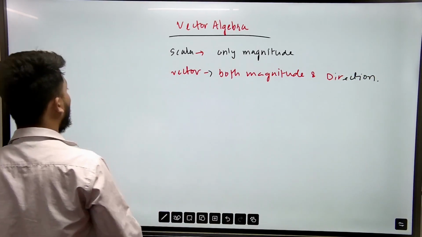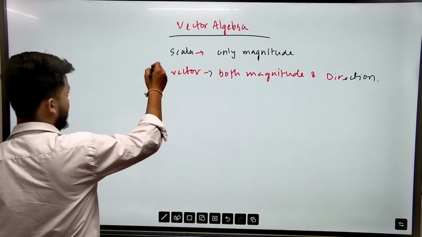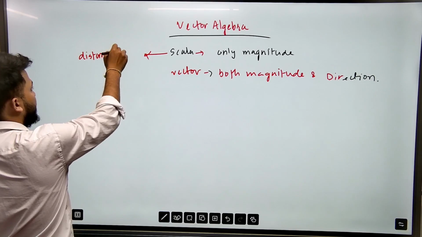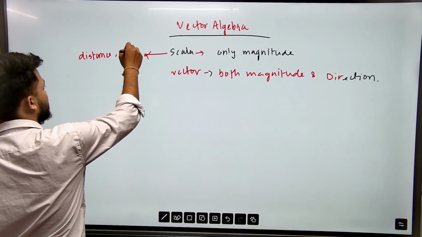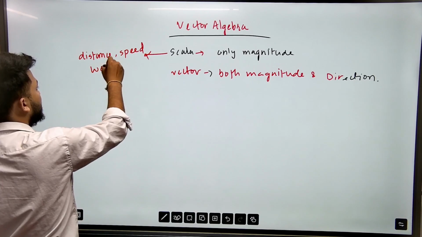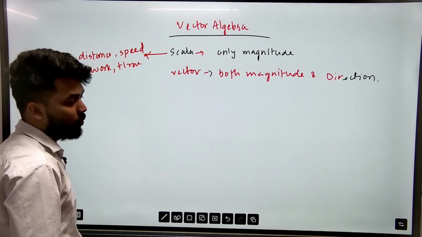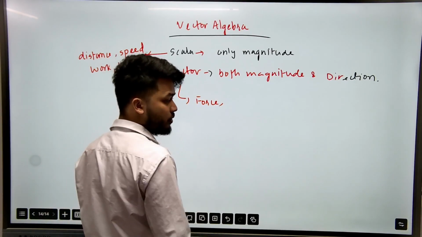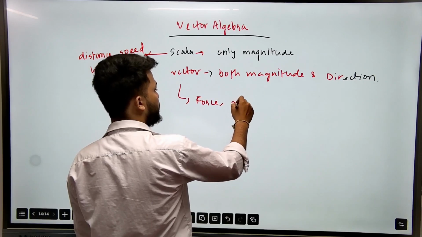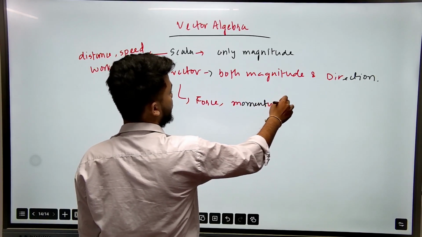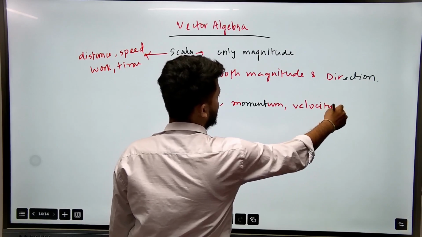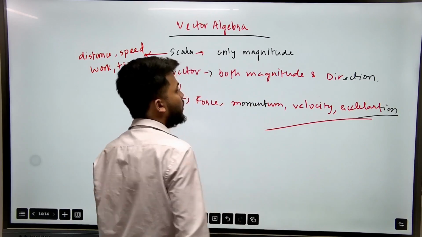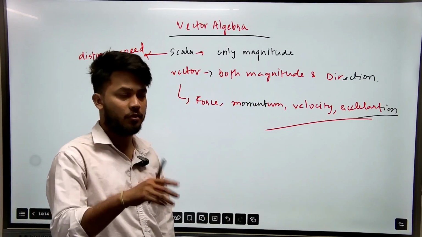Okay, so for scalar quantities, we can say distance, then speed, work, time. These are what? Scalar quantities. Okay, then going to the vector quantities, force is a vector quantity. Okay, force, then momentum, velocity, acceleration. These are all vector quantities which have both direction specification as well as magnitude.